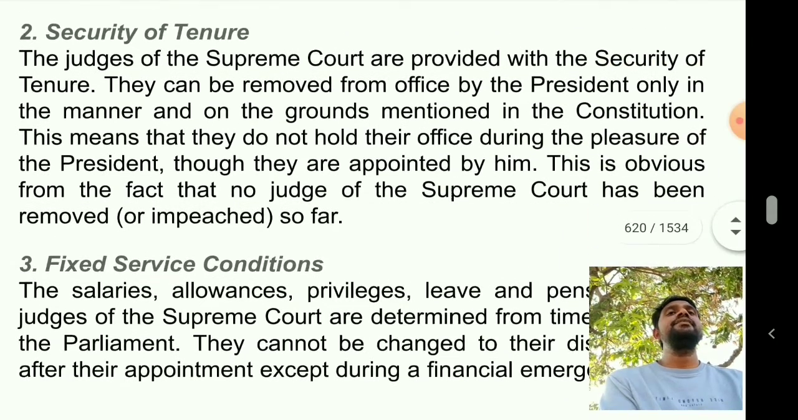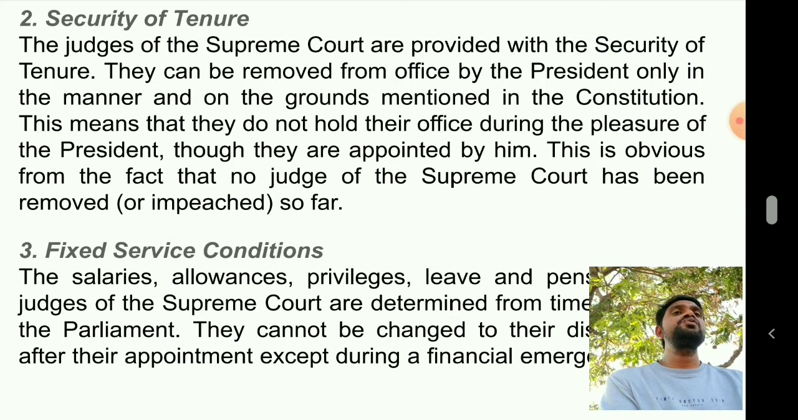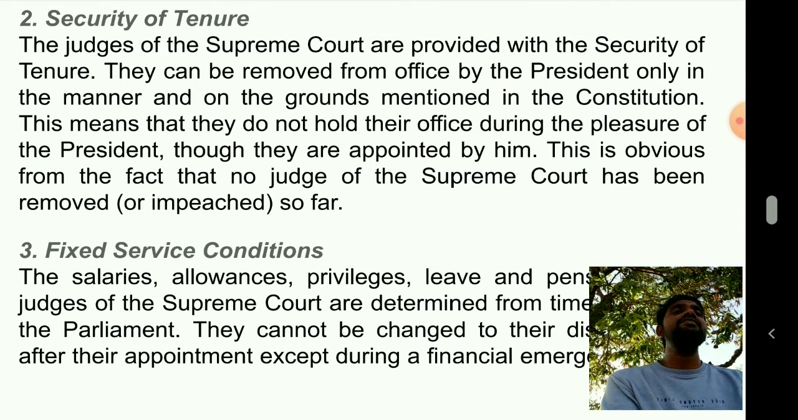Next is security of tenure. The judges of the Supreme Court are provided with the security of tenure. They can be removed from office by the President only in the manner and on the grounds mentioned in the Constitution.